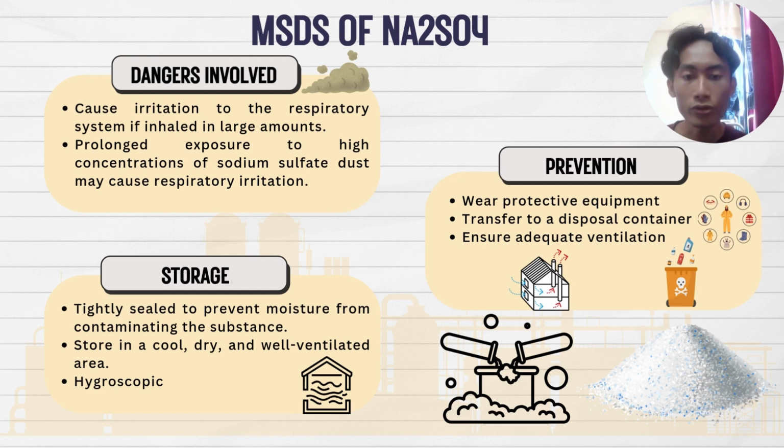When you are done using sodium sulfate, you need to transfer it to a disposal container. And when you enter the factory, you need to ensure adequate ventilation when you want to process sodium sulfate or make sodium sulfate.